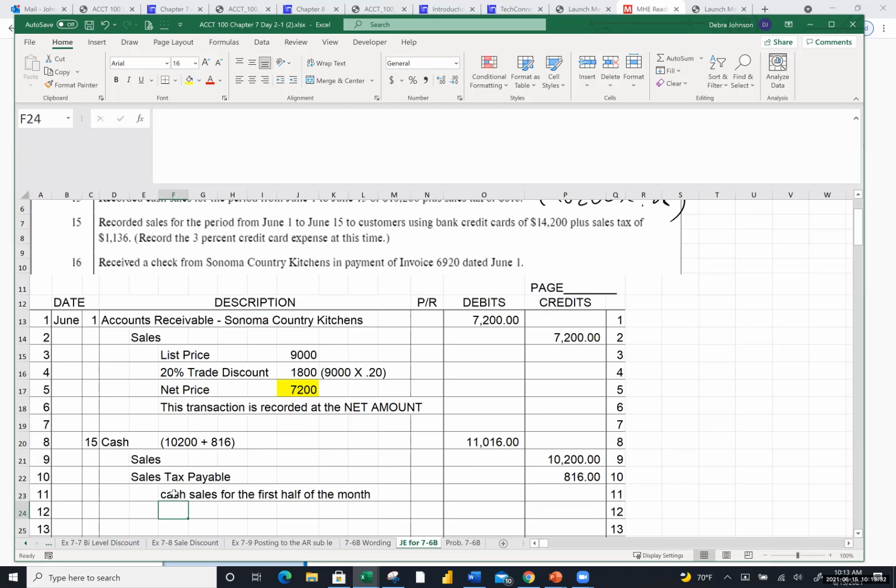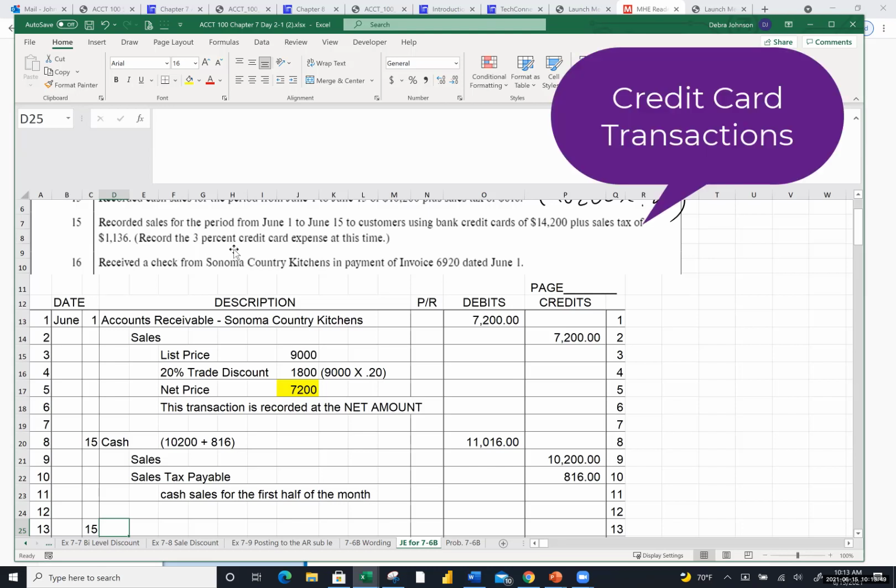Now I wanted to make sure that I went over live with you a credit card transaction. So I'm really glad that we're including this one because the sales using credit cards are the ones that cause the most problems on the exam. So I want to make sure we take a look at one of those. We're going to do that right now.